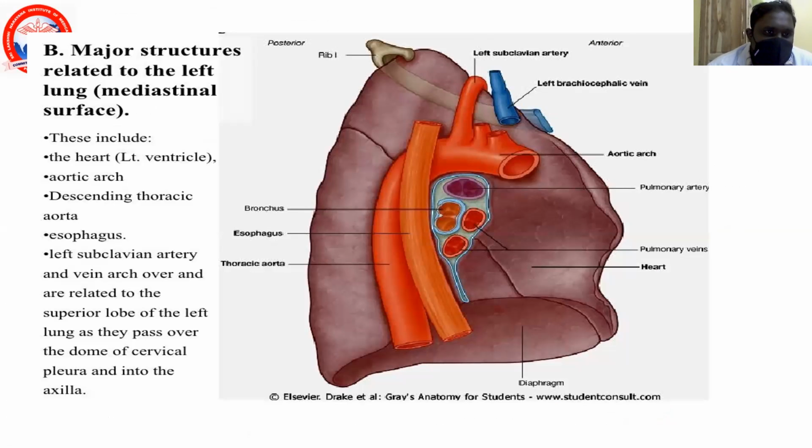These are the major structures related to the left lung, mediastinal surface. These include the heart and the aortic arch. This is the left subclavian artery, left subclavian vein, aortic arch, pulmonary artery, bronchus, pulmonary veins, and this is the esophagus, this is the thoracic aorta. The major structures related to the left lung mediastinal surface include the heart, aortic arch, descending thoracic aorta, esophagus, and left subclavian artery and vein, which arch over and are related to the superior lobe of the left lung as they pass over the dome of the cervical pleura and into the axilla.